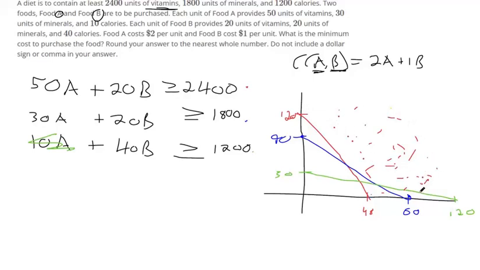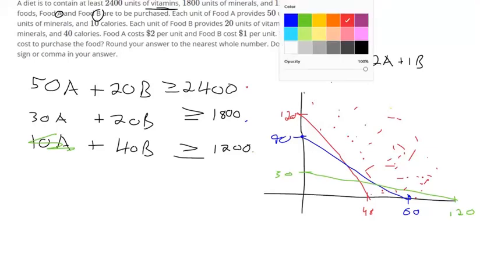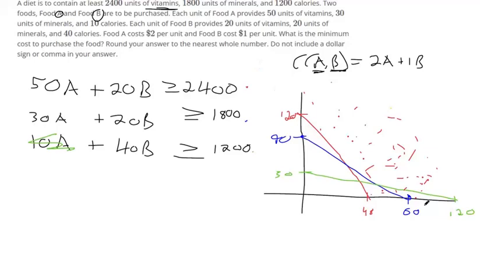Okay, that's the solution area for red. And I'm not going to consider negative values for A or B. For the blue line, same thing. Plug in 0, 0. That is 0 is greater than or equal to 1,800. That's not true. So this side is false of the blue line. So this side is true on the blue line.